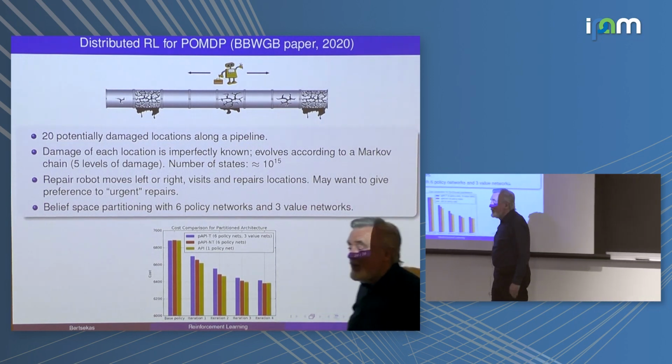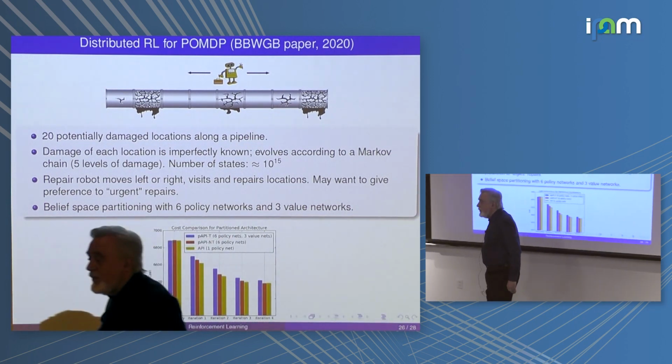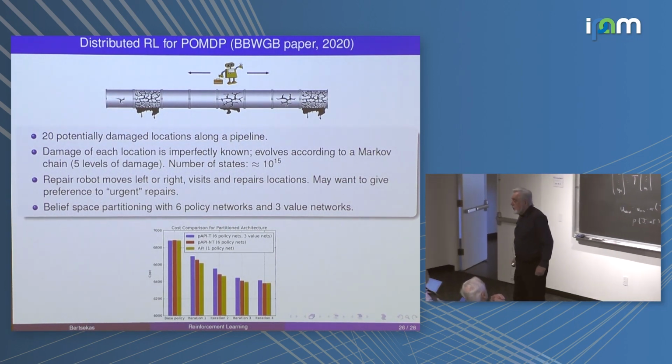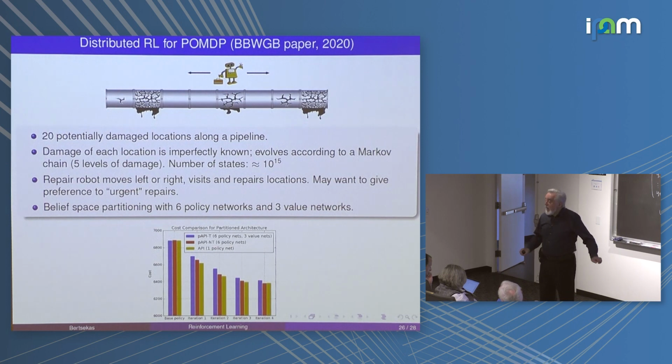Can you remind us what's not observed? Like what part of the state is not observed? I'm sorry? What is not observed? The state of repair, the state of damage of its location, is unknown, and it evolves according to a Markov chain. But you know the location of the damages? You have an a priori probability distribution over the 5.